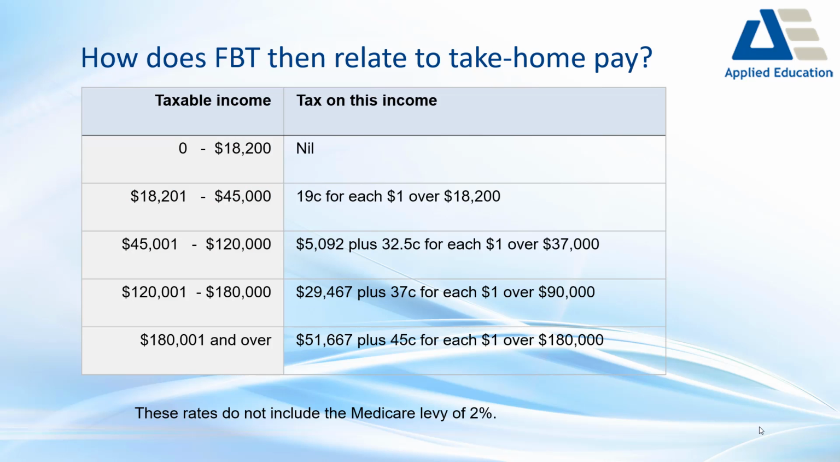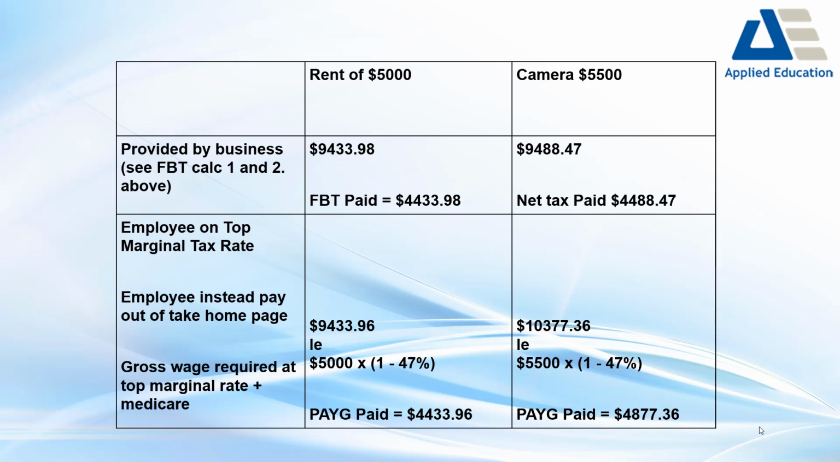All right, now let's relate that to a person's take-home pay. So Brett Smith, we're going to look at if he'd paid for it out of his own pocket. Let's say this employee earns more than $180,000 per annum. You can see that their tax rate on the amounts over that amount would be 45 cents plus Medicare levy of 2%, so a 47% tax bracket. Now, looking at the example, we have rent of 5,000. You saw that the FBT was 4,433 and it cost the business 9,433.